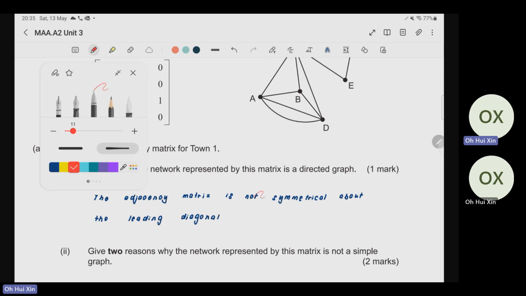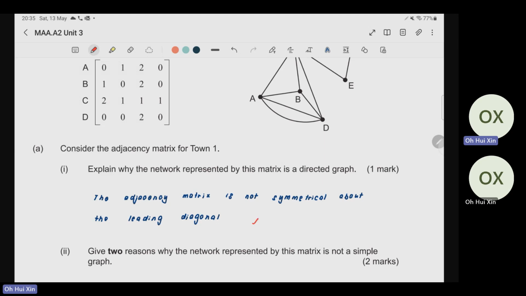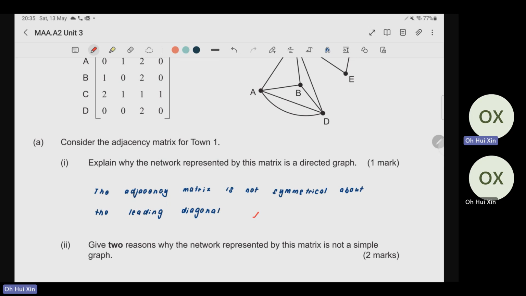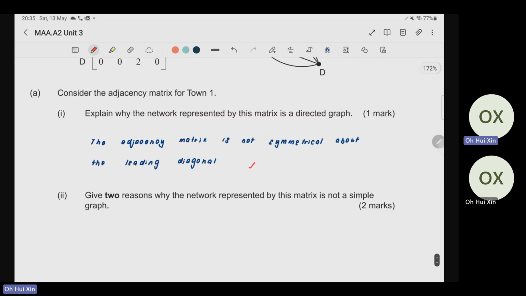Just be careful that for this kind of question, sometimes, as you can see previously in one of the questions, for symmetrical about the leading diagonal they give 2 marks, 1 mark for symmetrical and 1 mark for leading diagonal. But for this question, they only give 1 mark for stating not symmetrical about the leading diagonal. So you must remember the wording properly, like the leading diagonal. Because if you only remember symmetrical in this case, then you won't get any mark. All right. So give 2 reasons why the network represented by this graph is not a simple graph.